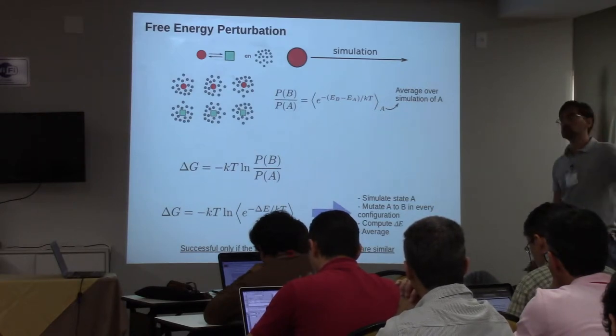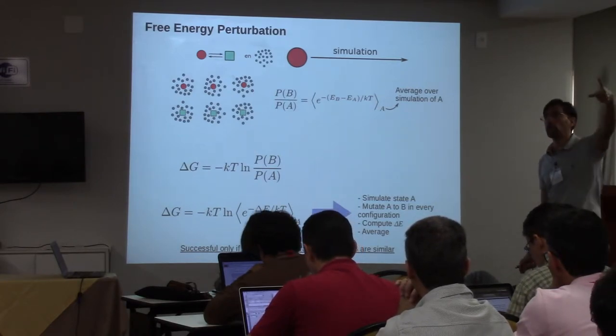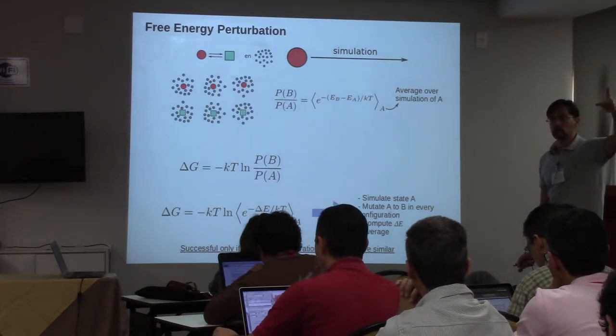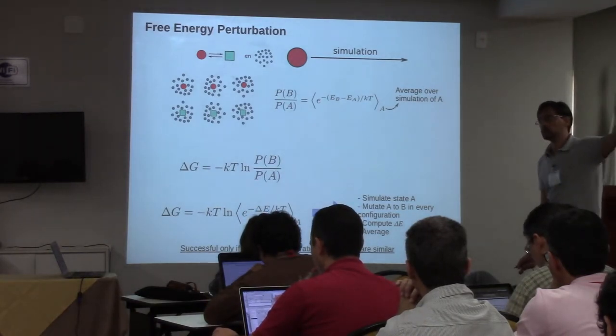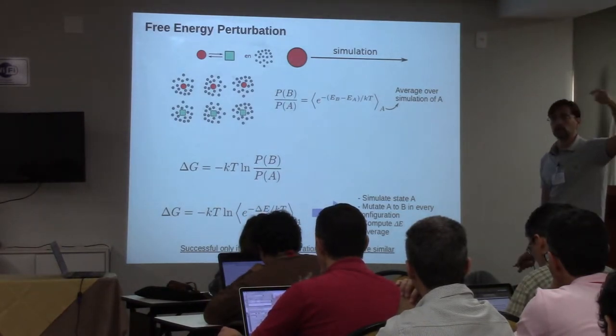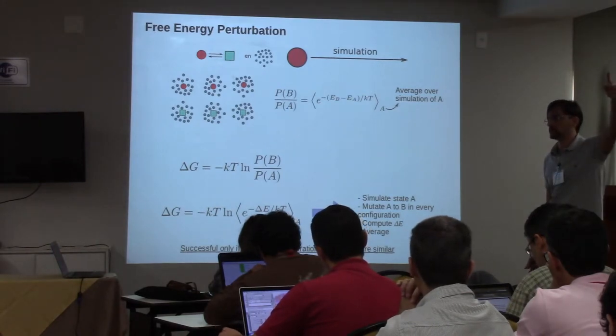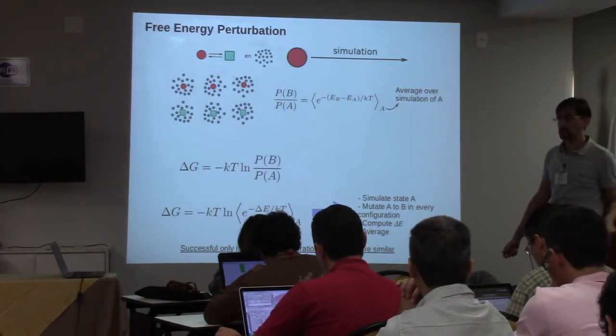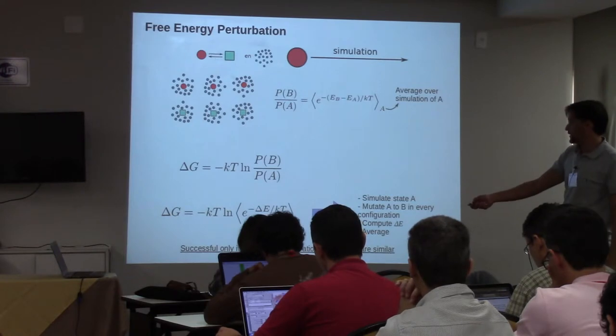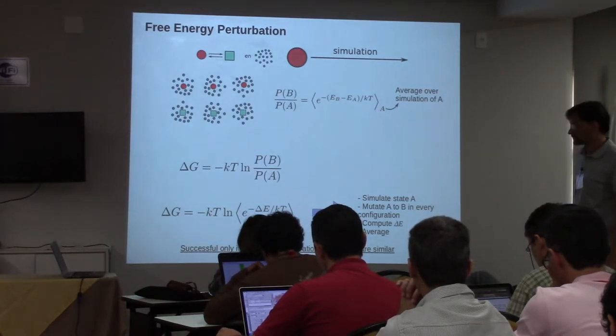We do a simulation of the initial state and perform the transformation of the initial to the final states in every configuration of the simulation, and the average of the exponential difference of these energies will give us the free energy difference between the two states.